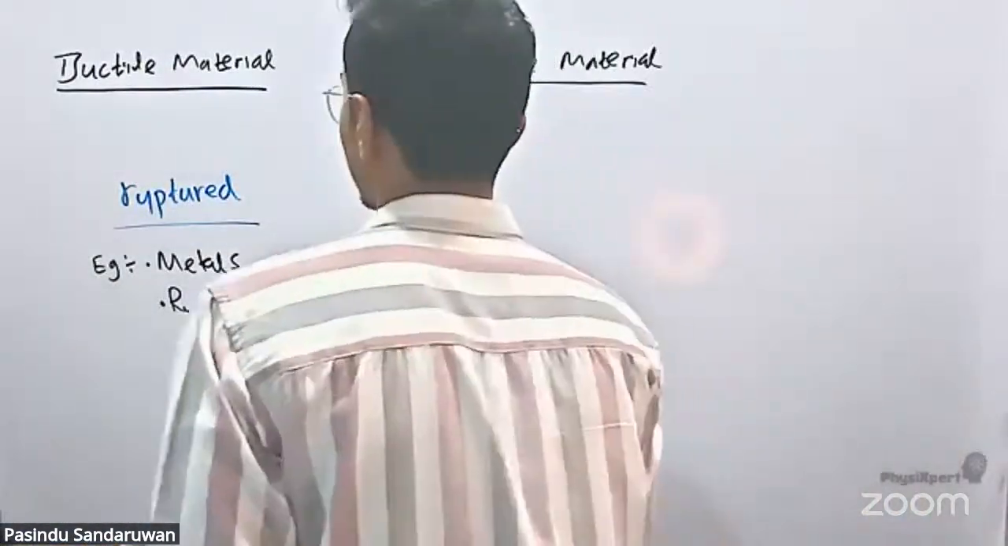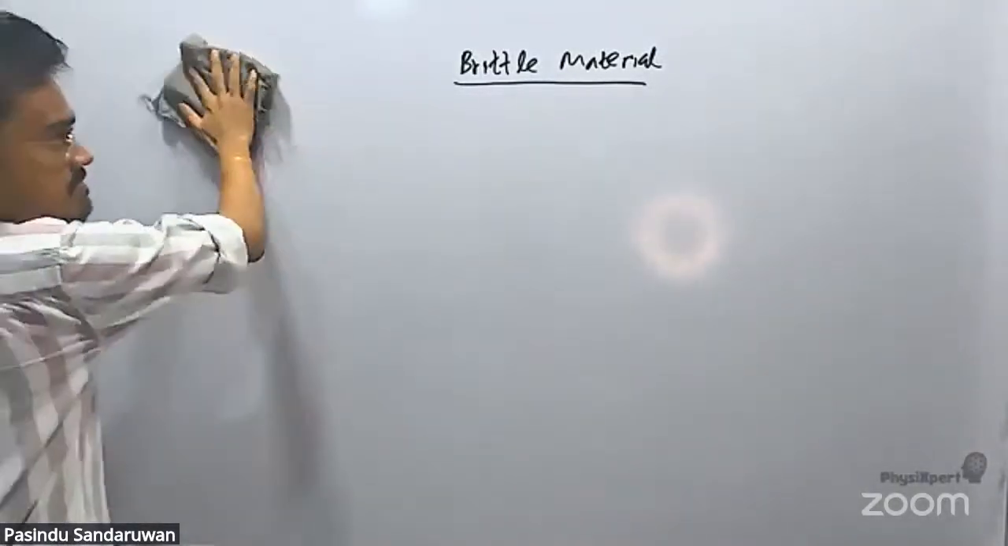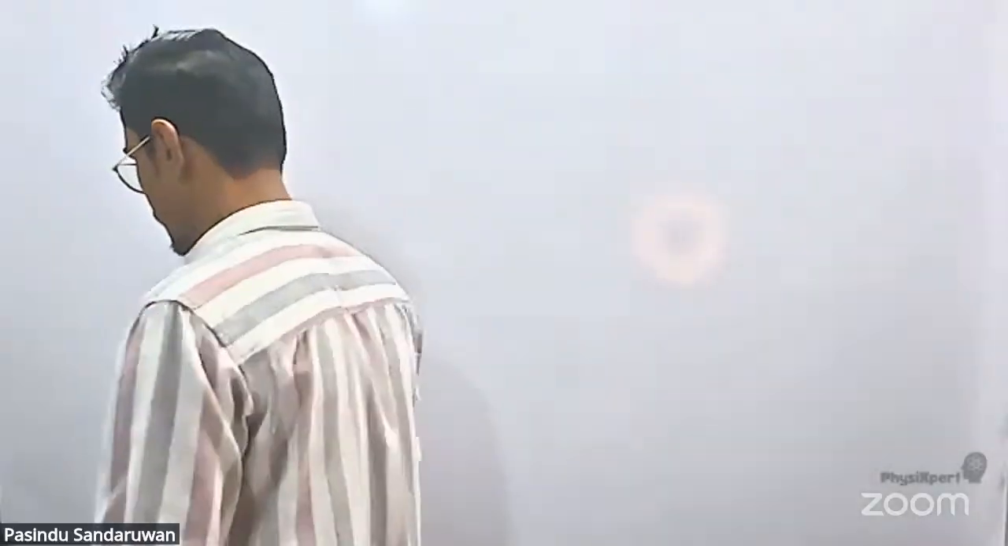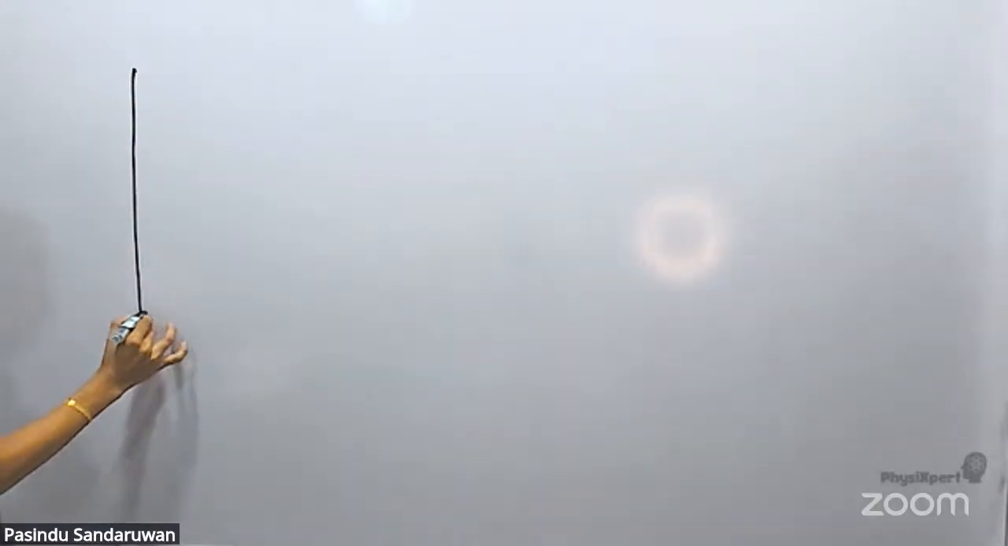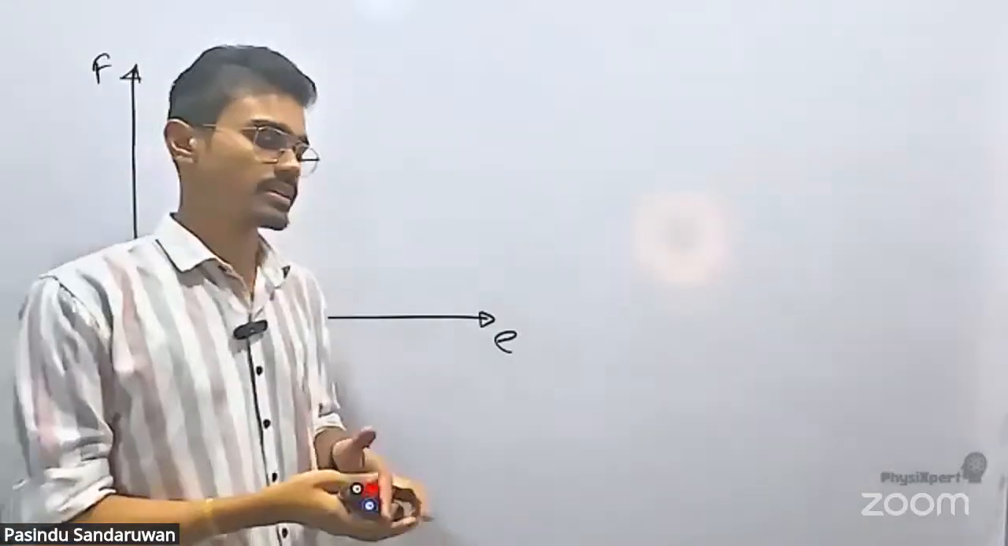Right, let's move on. Next heading, write down: variation between tensile force and extension of a ductile (within brackets, elastic) material. Listen carefully, right?